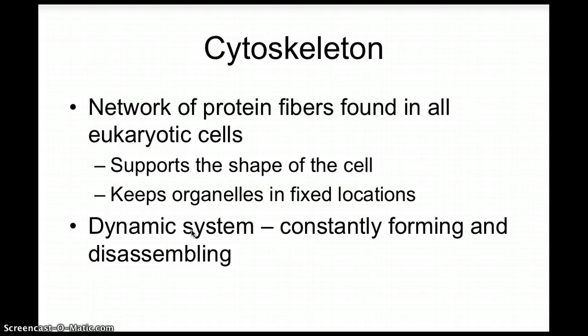So basically, if you picture your cell and the shape of your cell, it is made up of different cytoskeletal components. Think of it as a network of protein fibers found in all eukaryotic cells, like a railroad track that keeps the cell in its round, basically circular shape so it doesn't fold in on itself. So a cytoskeleton is important for support, and it also keeps the organelles in their fixed location.